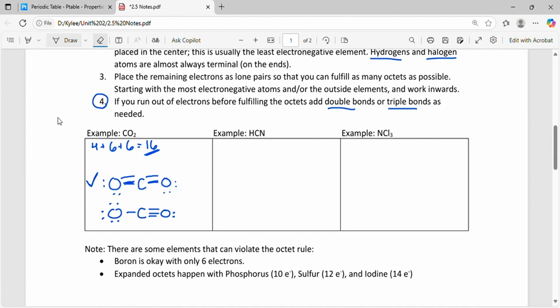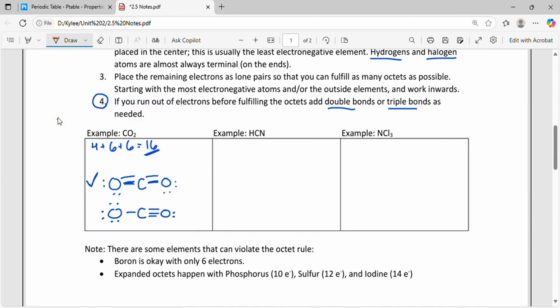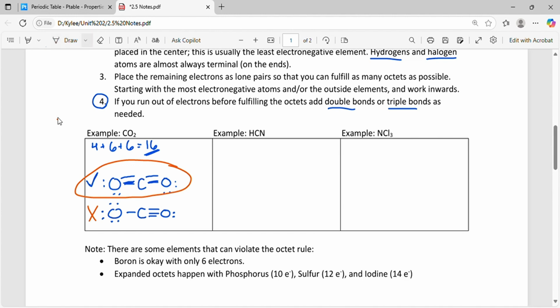We're going to find out in the next section that there is actually a preferred dot structure. This technically is not wrong, this guy. However, it is not going to be a preferred structure, and that's because of something called formal charge, and we are going to look at that in the next section. So this is the one that I would accept for CO2. All right, let's look at our next example.